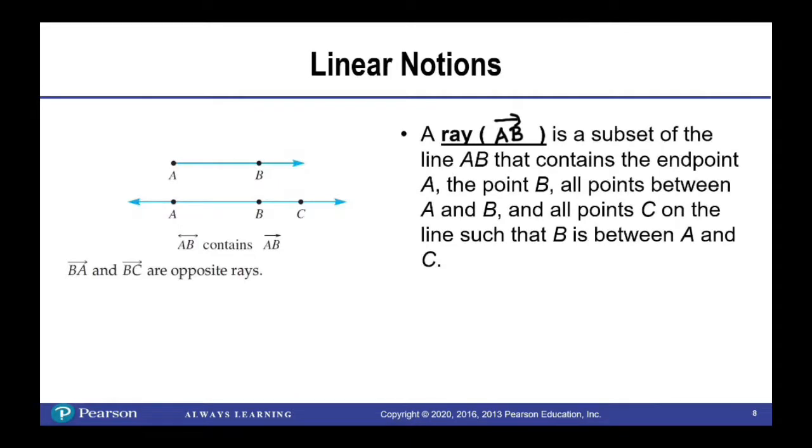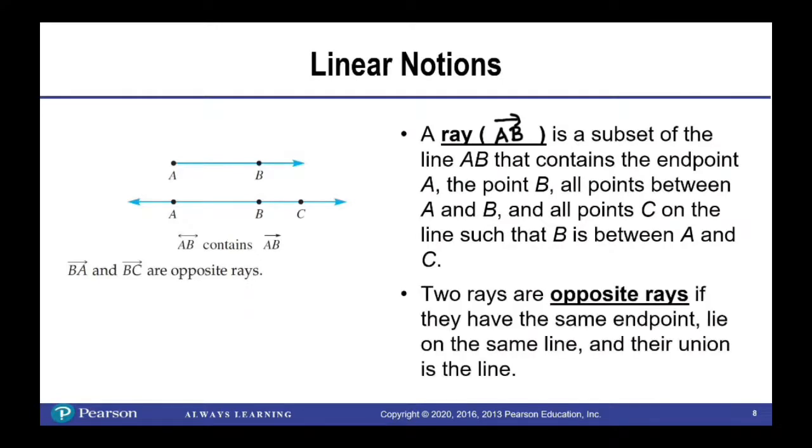A ray is a subset of a line. It's an endpoint, and then a ray keeps on going indefinitely in one direction. We name a ray first by its endpoint, and then by any other point on the ray. And notice in our notation, we draw a ray above our name. So the top ray is ray AB. In the line, we have what are called opposite rays. So ray BA goes in one direction and ray BC goes in the other direction. These are opposite rays. Now, 2 opposite rays have the same endpoint and lie on the same line, and their union makes up that line.